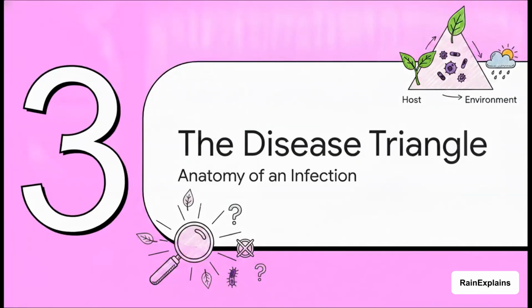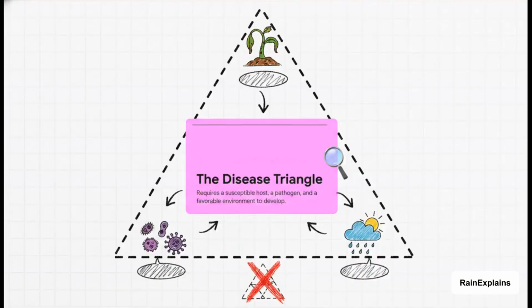Section 3. The Disease Triangle Model, the Anatomy of an Infection. So, if we've ruled out the environment and we strongly suspect a living infection, well, that's when we turn to the most crucial conceptual model in all of plant pathology. It actually teaches us a pretty comforting reality, which is that an infectious crime doesn't just happen by random chance. It requires a very specific set of circumstances.